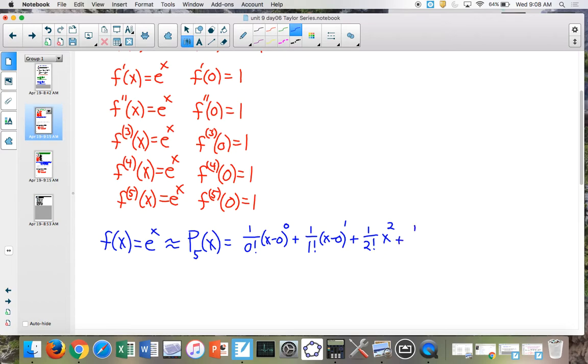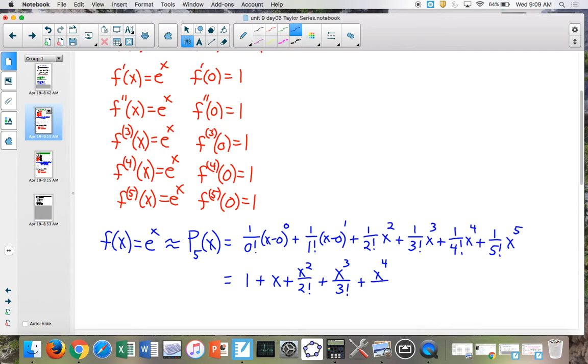Plus the third derivative evaluated at 0 over 3 factorial, x to the third. Plus the fourth derivative evaluated at 0 over 4 factorial, x to the fourth. And finally the fifth derivative evaluated at 0 over 5 factorial times x to the fifth. And so now we have our fifth degree Taylor polynomial, which approximates e to the x, and it actually equals e to the x at x equals 0, because that's where we centered it at.